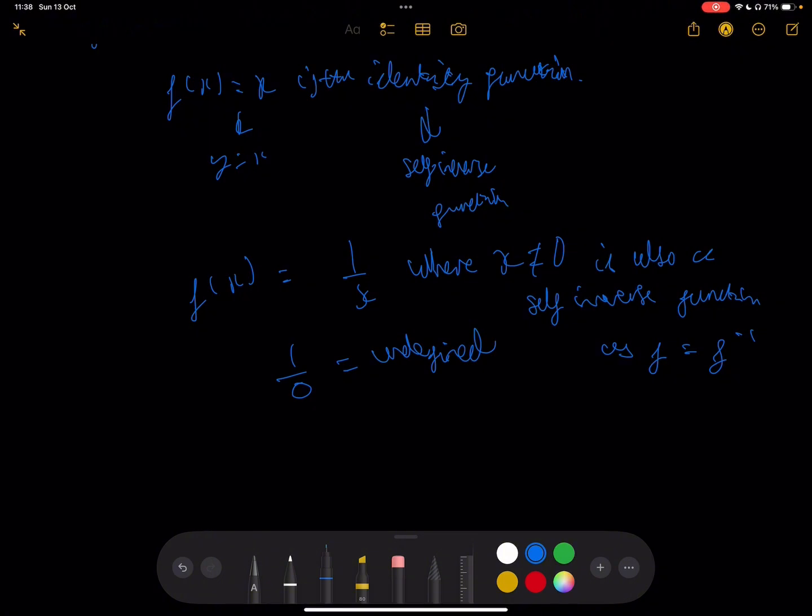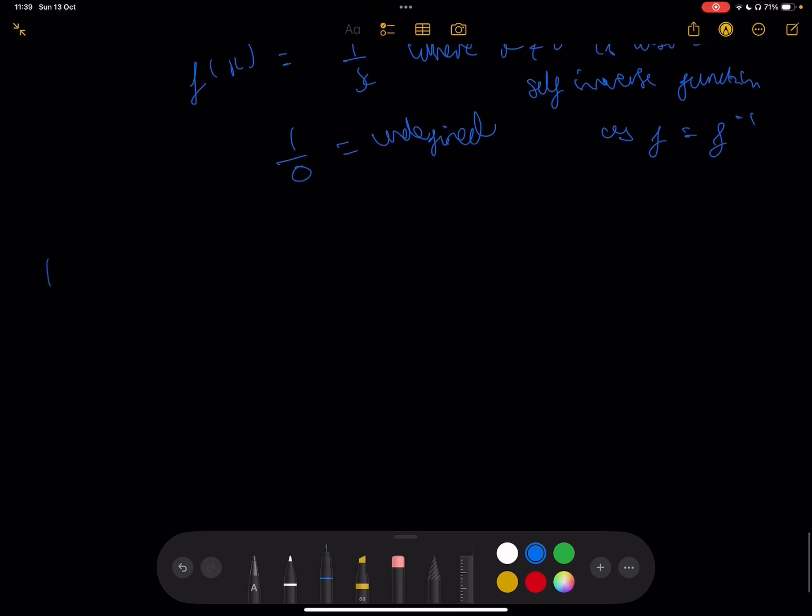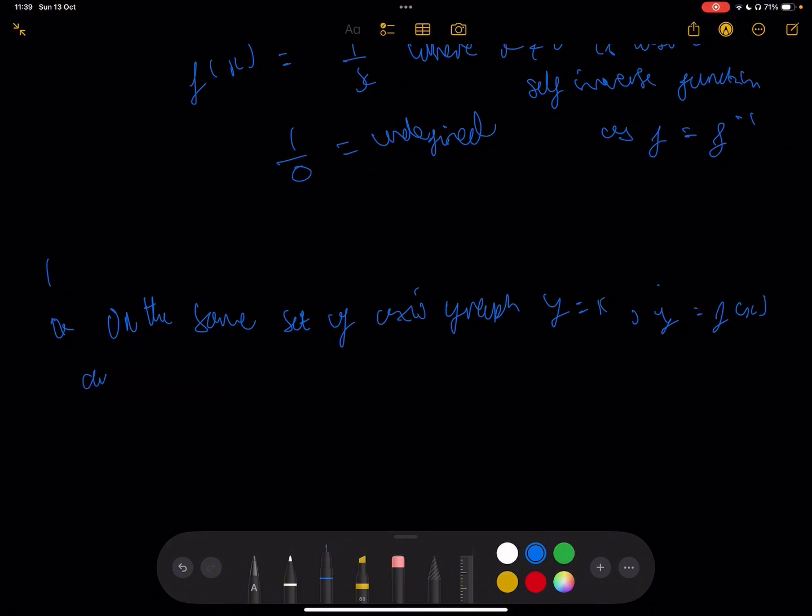I'm going to go through a bunch of questions. You can check these using Desmos or something like that, so that you've done it correctly. So the first part of this question, part A, will go something like this: on the same set of axes, graph y is equal to x, y is equal to f of x, and y is equal to f, the inverse function of x.